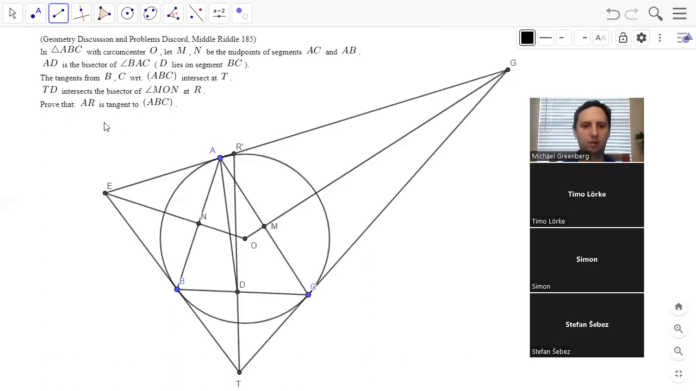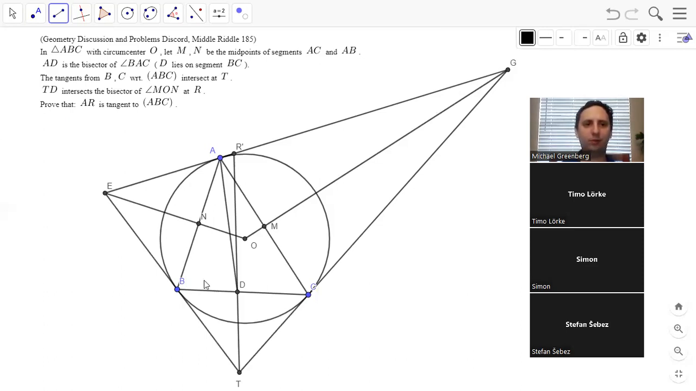Let me just check. I always forget. Never mind. Okay, so sine of ET R prime over R prime TG is AB over AC. And that times TE over TG should be equal to ER prime over R prime G, I think.